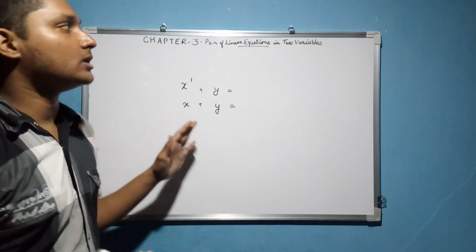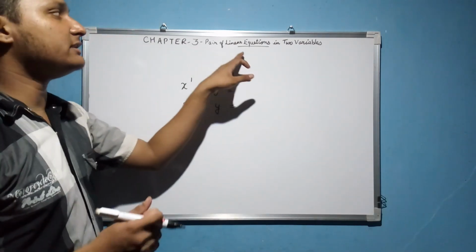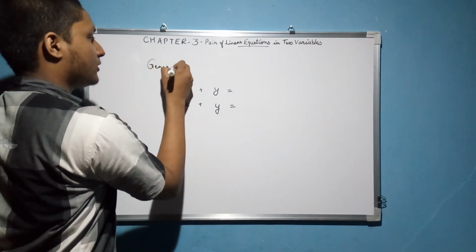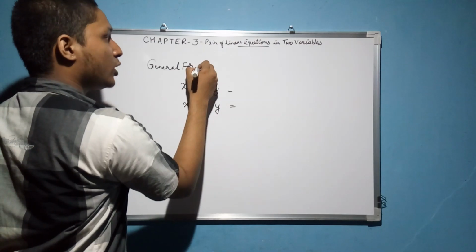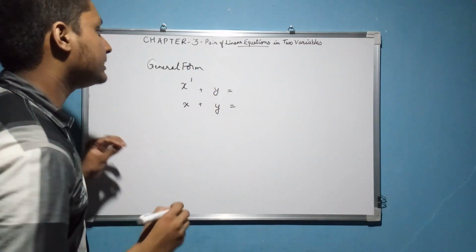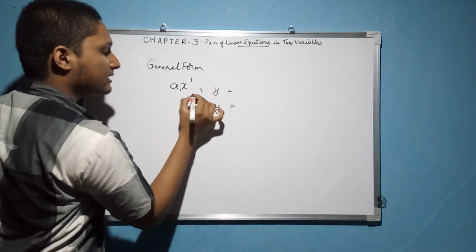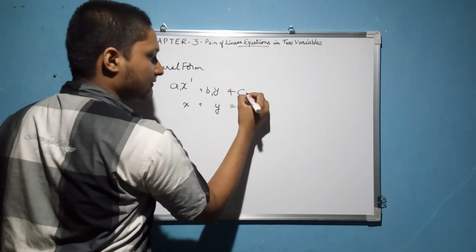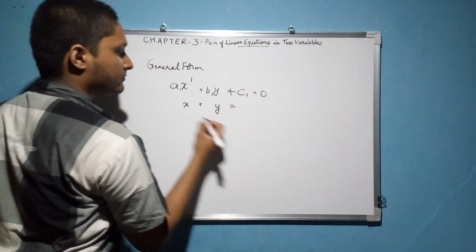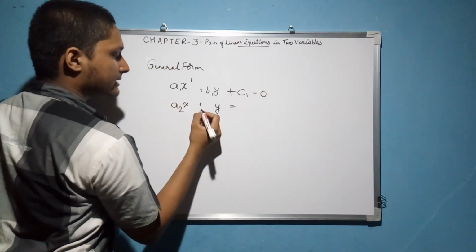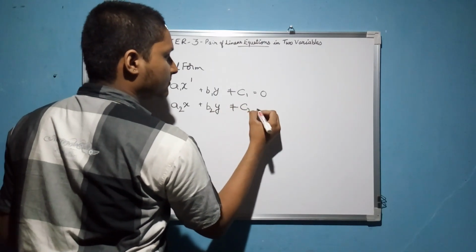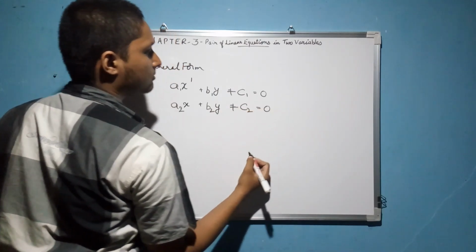So first of all we need to learn the general form of the pair of linear equations in two variables. The general form of a pair of linear equations in two variables is a1x plus b1y plus c1 is equal to 0, and a2x plus b2y plus c2 is equal to 0.